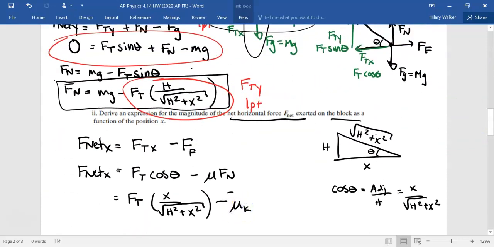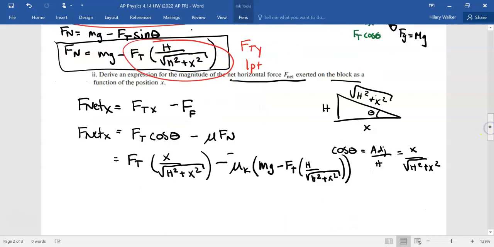And Fn. Fn is not allowed in our final answer. So what can we plug in for Fn? Aha! We can plug in our answer from part I. So that's going to be mg minus ft times, wow, this is a mess, h divided by square root of h squared plus x squared. Great, beautiful. So that is going to be our final answer.